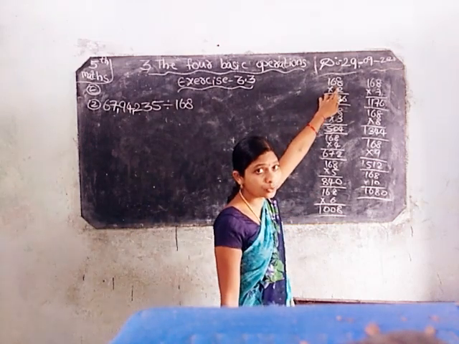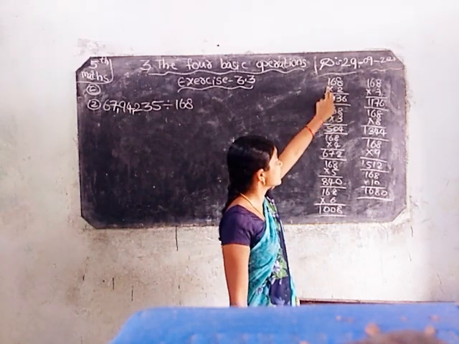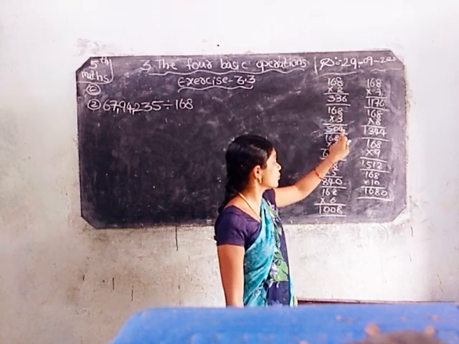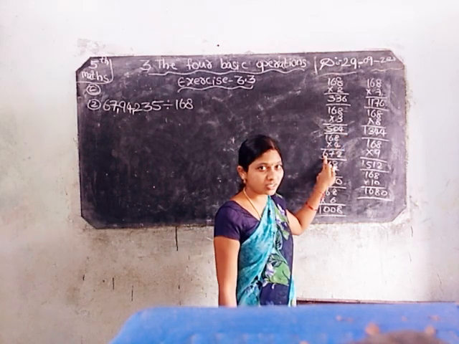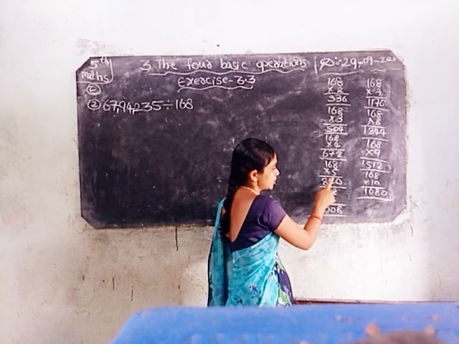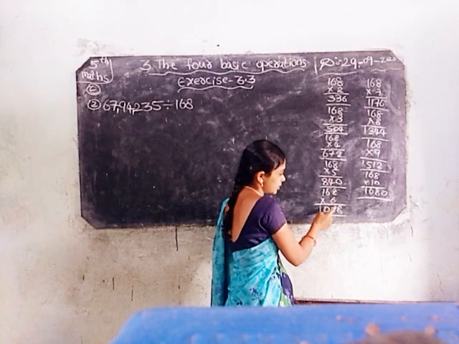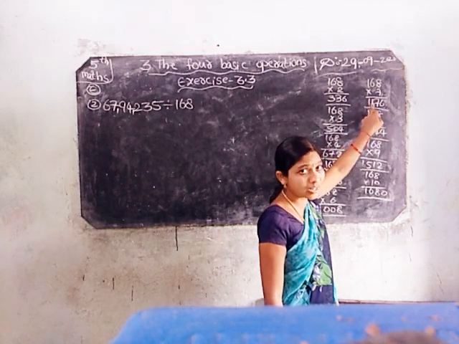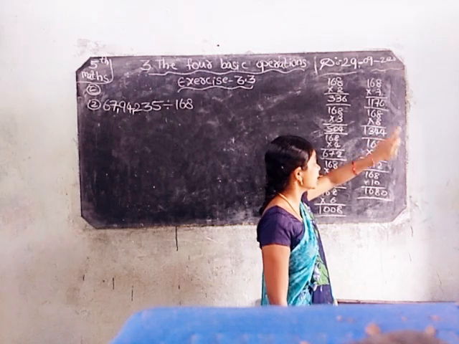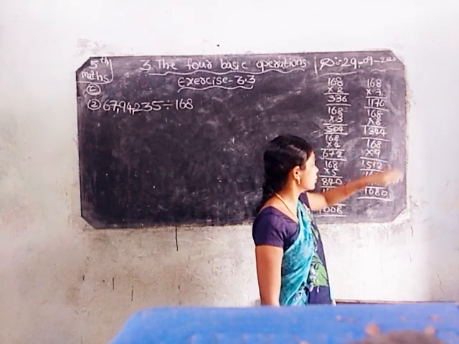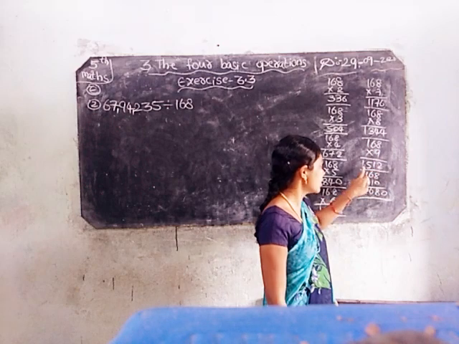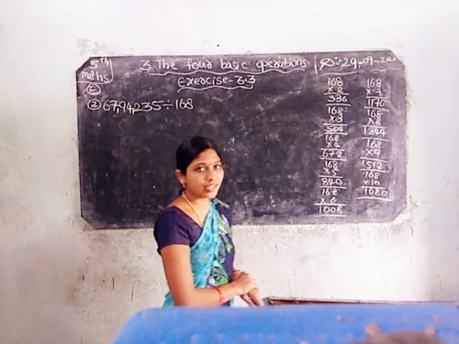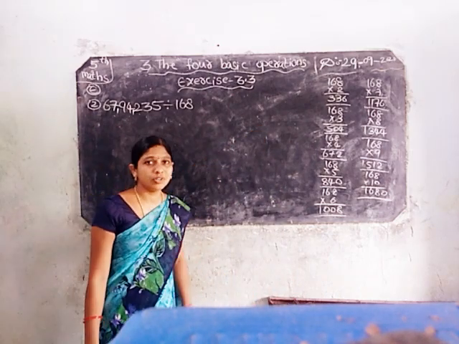168 into 2: if we multiply by 2, we get 336. 168 3s are 504. 168 4s are 672. 168 5s are 840. 168 6s are 1008. 168 7s are 1176. 168 8s are 1344. 168 9s are 1512. 168 10s are 1680. So we wrote the 168 table here.